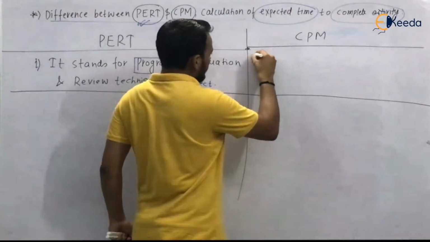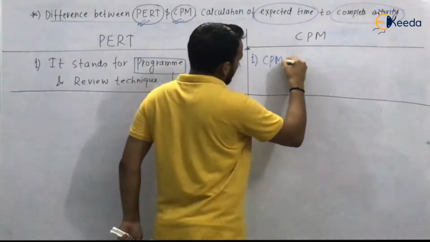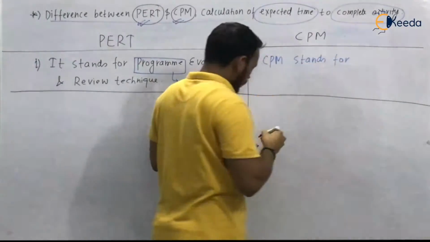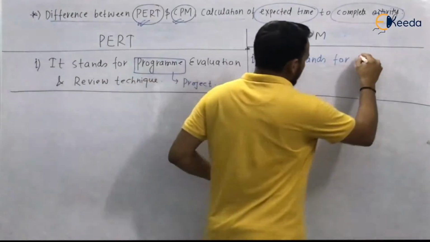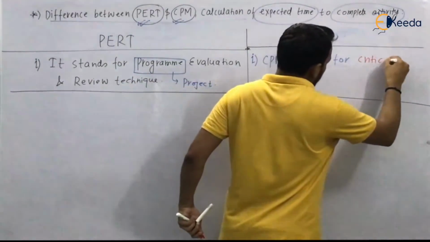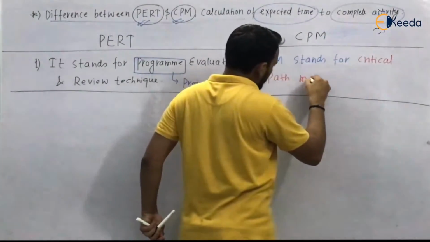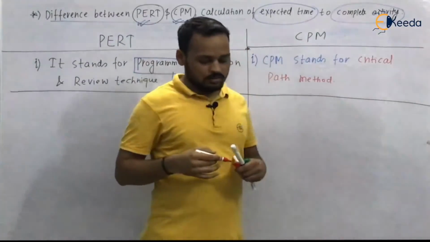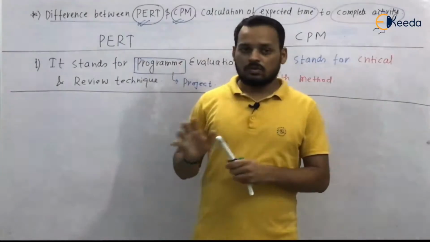On the CPM side, we can write that CPM stands for critical path method. So you may be asked what is PERT and what is CPM. First you have to tell the complete name.